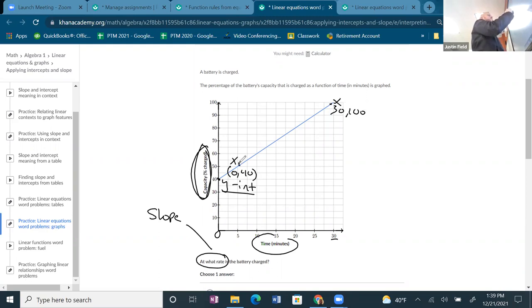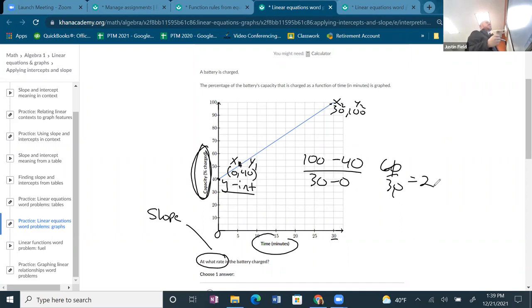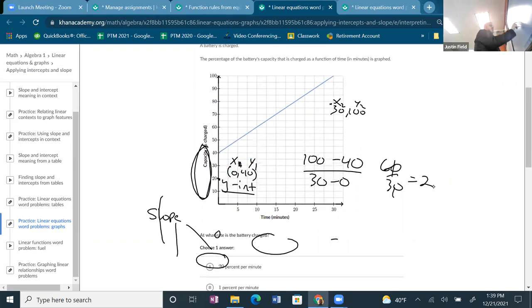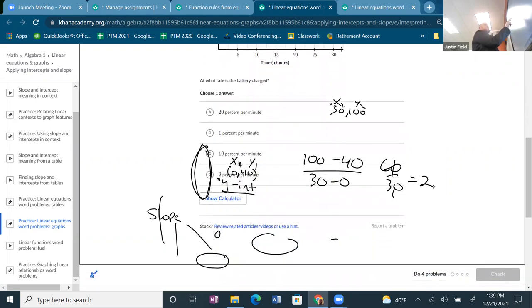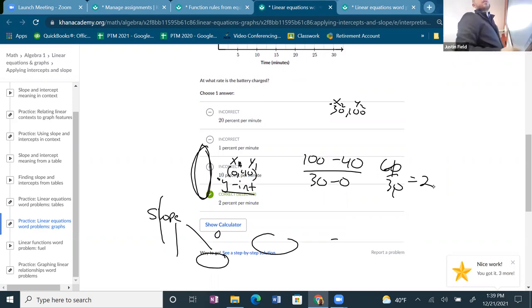So we've got x1, y1, x2, y2. We'll do 100 minus 40 over 30 minus 0. That is 60 over 30, and that's 2. So the battery charged 2% every minute. 2% every minute.